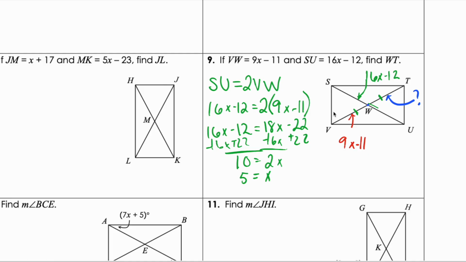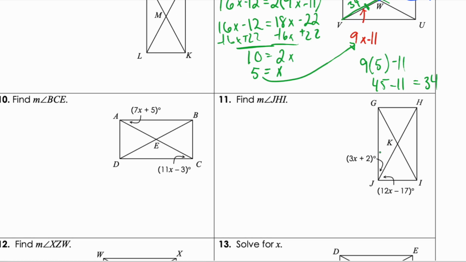Okay, so I found out what the value of x is. Now all I need to do is plug it back into VW, since we've already established that VW is the same length as WT. So I do 9 times 5 minus 11. So I have 45 minus 11, which is 34. So the length of VW is 34, and the length of WT is also 34 because these two are congruent.